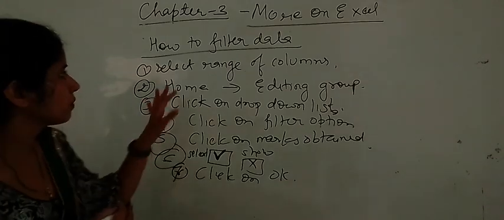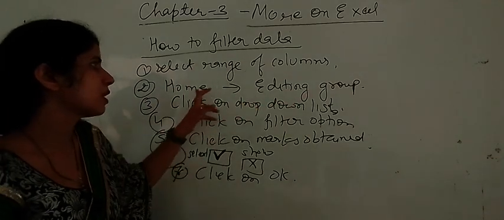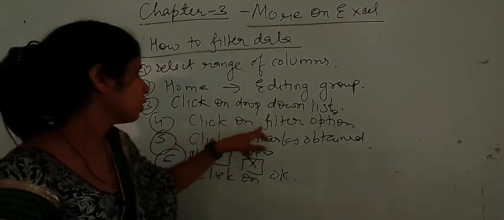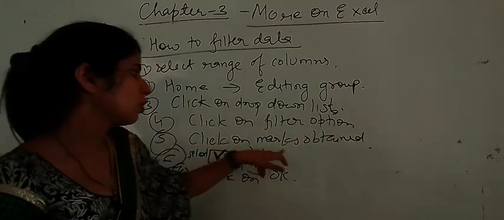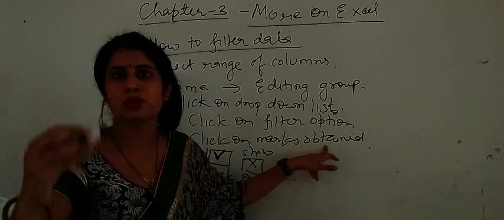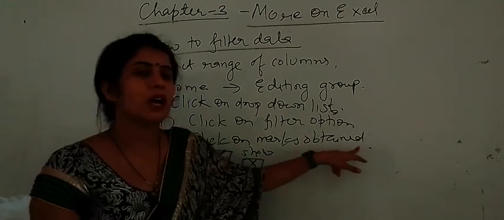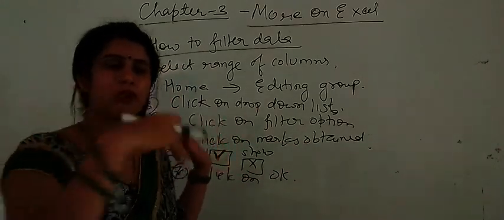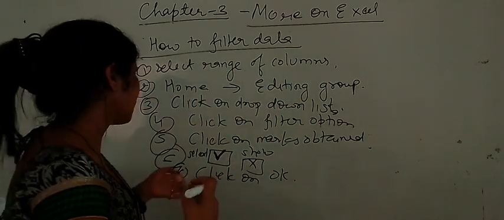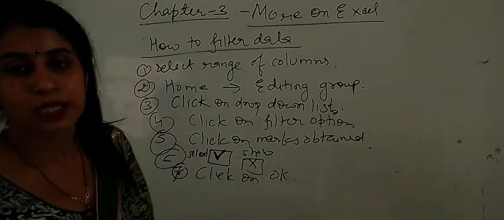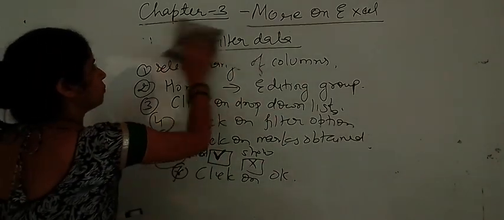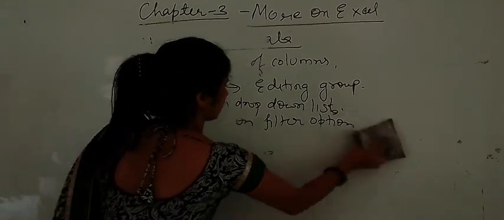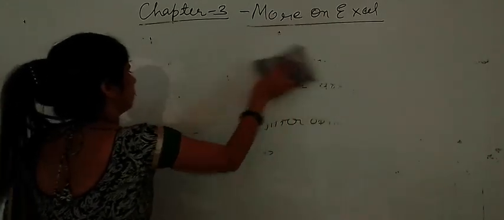So these are the steps. First is select range of the column, second is home editing group, then click on drop down list, then click on filter option, and then click on the marks obtained. Suppose you want to show the name list, then here you have to click on the name list, and then you have to select the data that you want to show, that you want to hide, and at last you have to click on the OK. In this way you are able to filter the data.